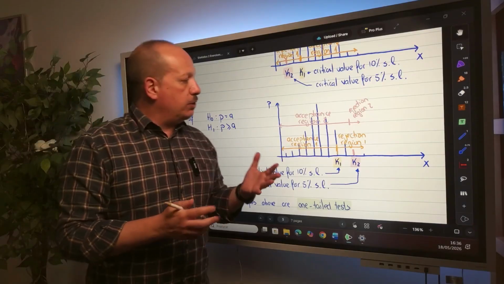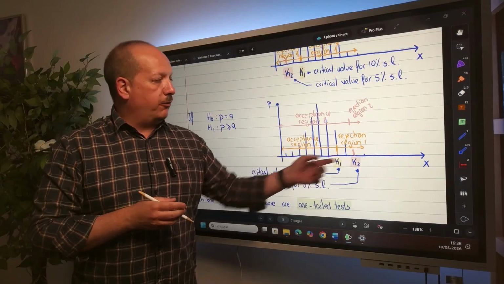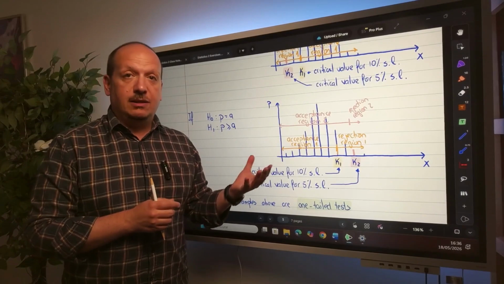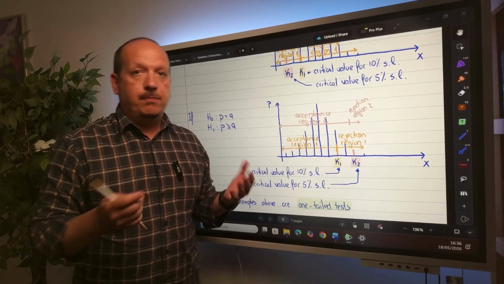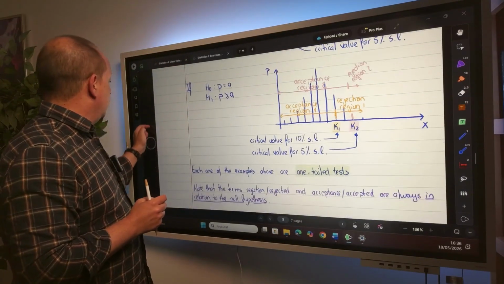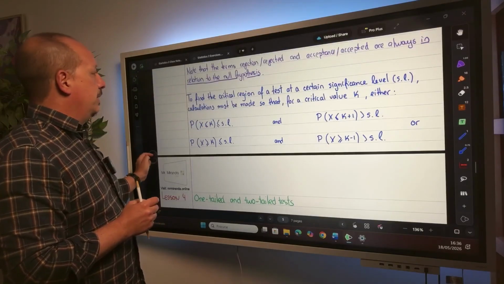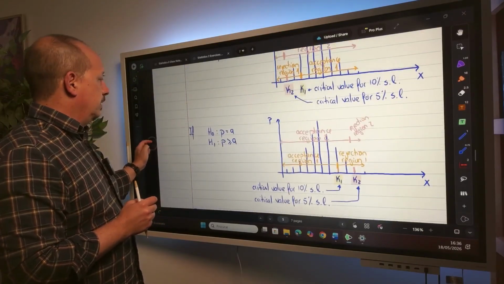So how are we going to figure out the critical values for a particular test? Well, it involves calculating probabilities, using again the binomial distribution.